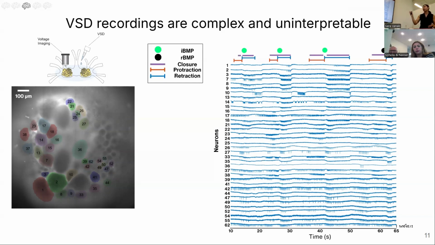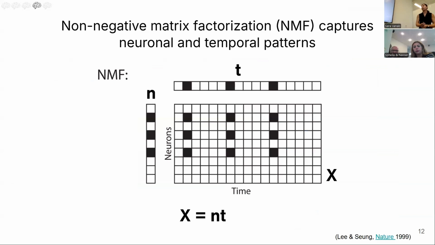However, the neuronal activity is pretty complex, and it's not as interpretable, so we need to use a new method in order to understand what's going on in both the neurons and time patterns. So this is the part of the work that I was focusing on, using non-negative matrix factorization to capture the neuronal and temporal patterns. We use NMF because of that non-negativity constraint, which makes it more interpretable for us because we have neuronal data. There's either firing or no firing, but also time, you don't go into the negative realm. So we use NMF.